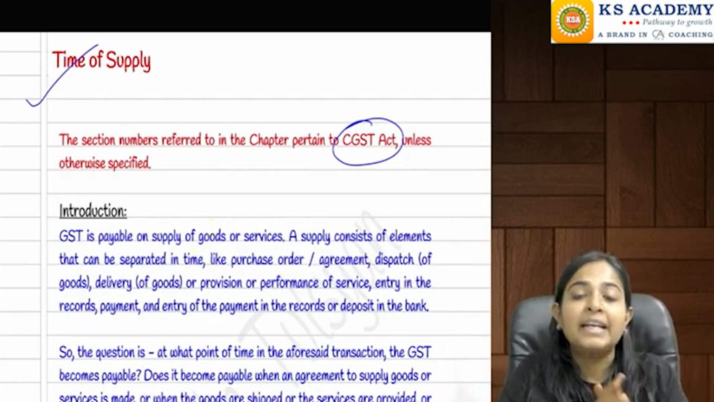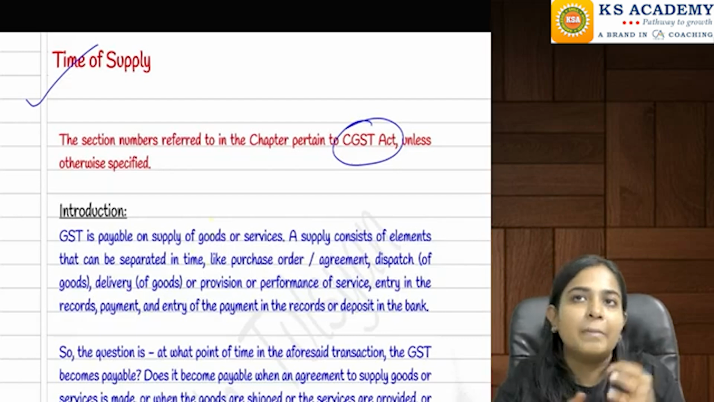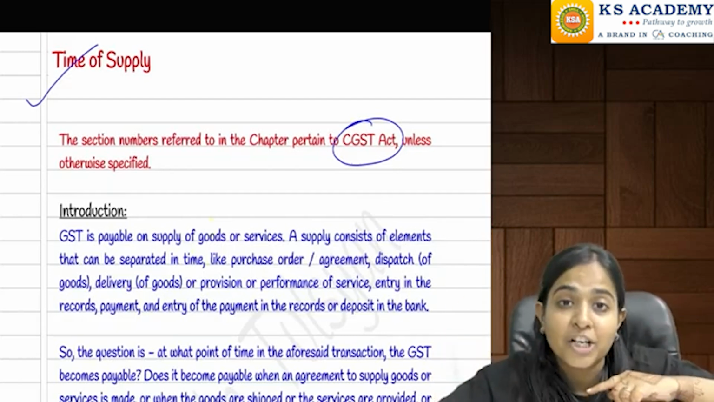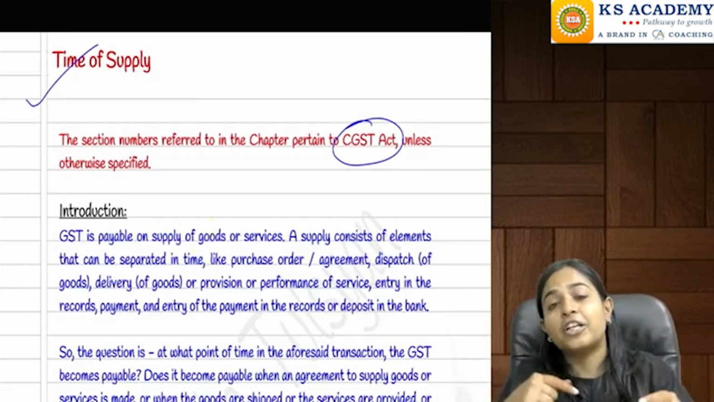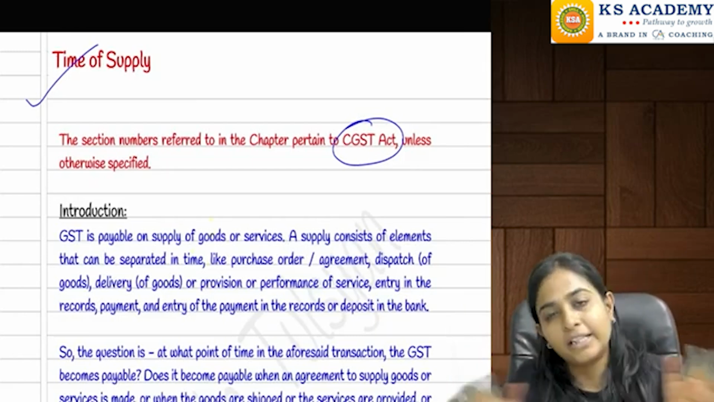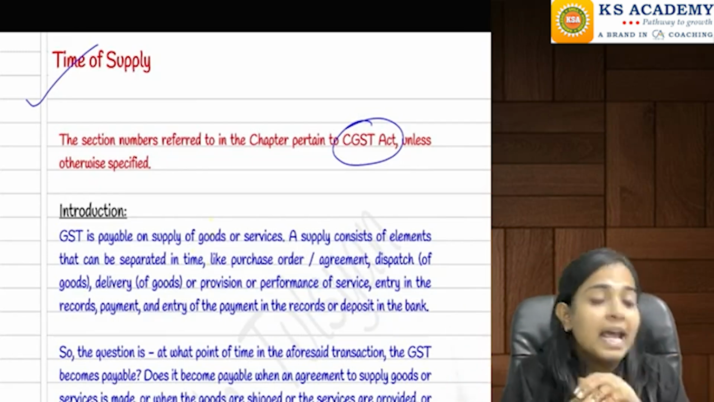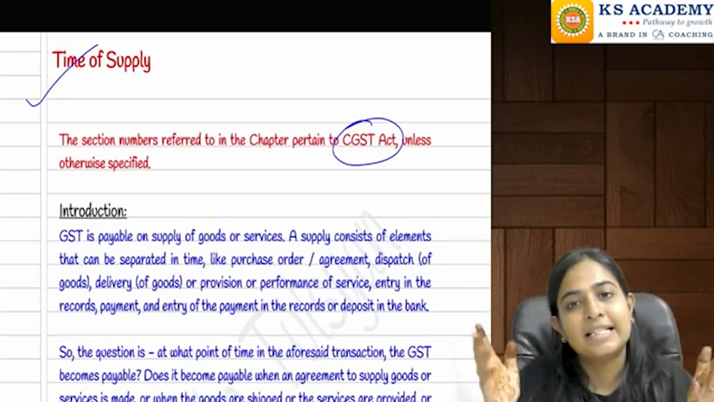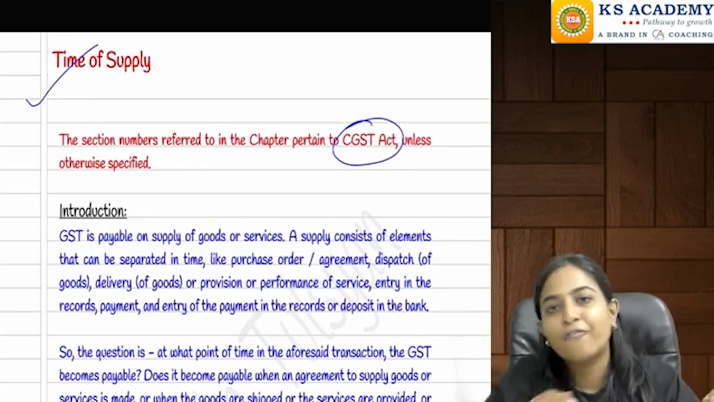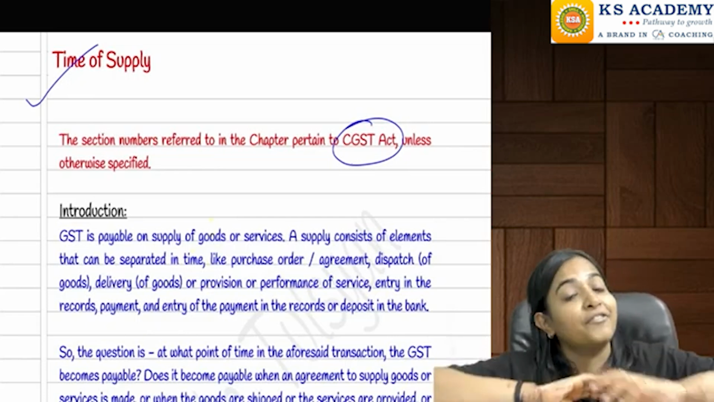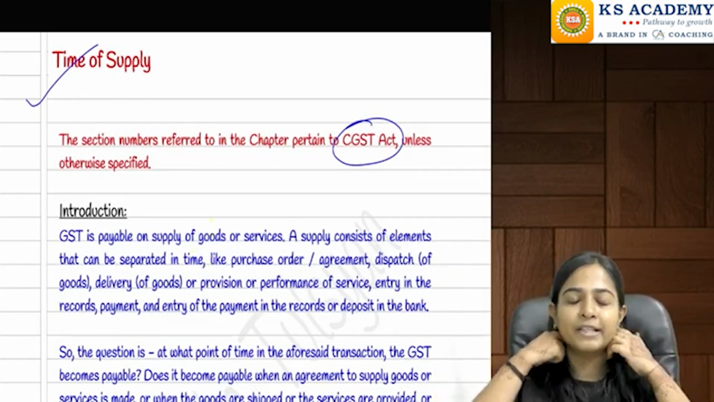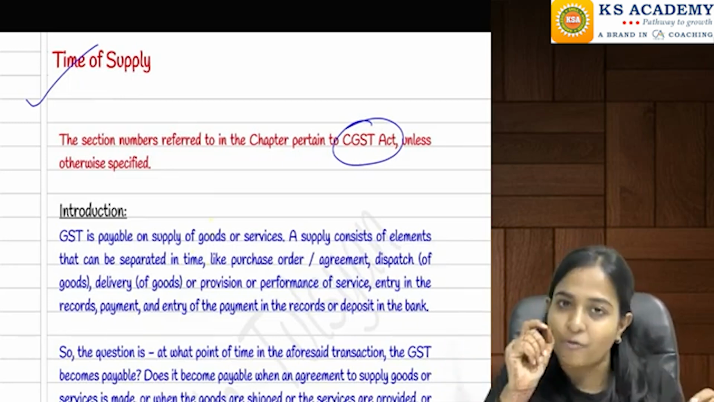So they are telling that in respect of every transaction, be it a supply of goods or be it supply of services, be it a forward charge transaction, be it a reverse charge transaction, in any of the cases, all the cases have been covered in section number 12 and 13, and in that case we will come to know when is the GST payable on such supplies. Time of supply is different for goods, different for services, different for forward charge, different for reverse charge. So by using the provisions of these sections, we will determine what is the time of supply.